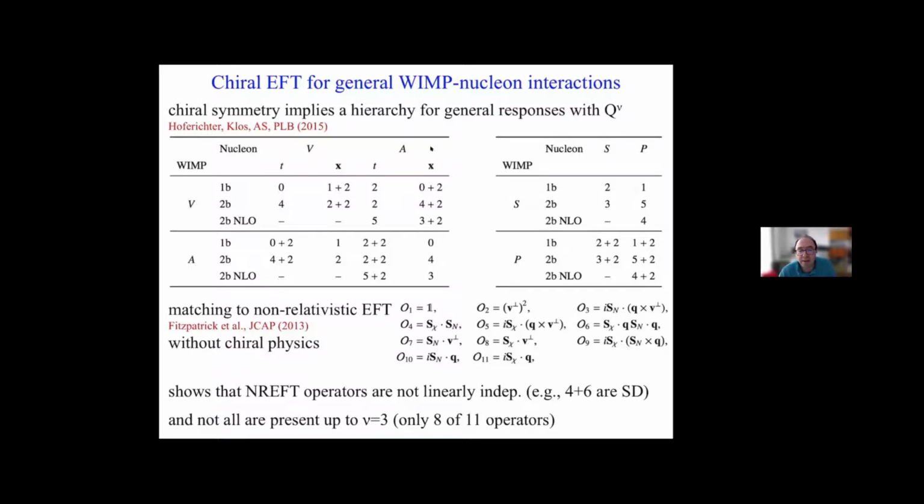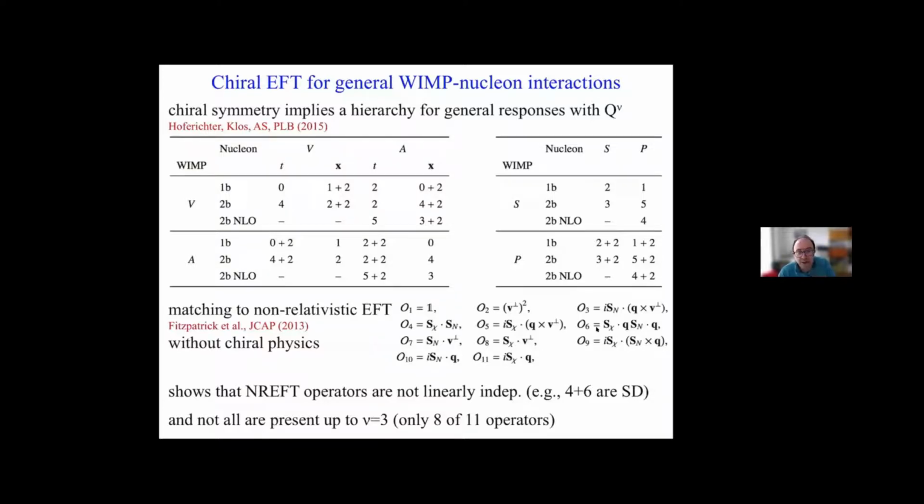Okay, and this analysis here also showed, and I will give you an overview of this later, that these non-relativistic EFT operators, these 11 operators, if you include chiral physics, namely the specific aspect of QCD and pions, are not linearly independent. For example, operators 4 and 6, we will see that later, are both part of the spin-dependent response. And so the coupling of an axial vector probe to a nucleus, where there are nucleons and pions, will be a combination of O4 and O6 and not separately.